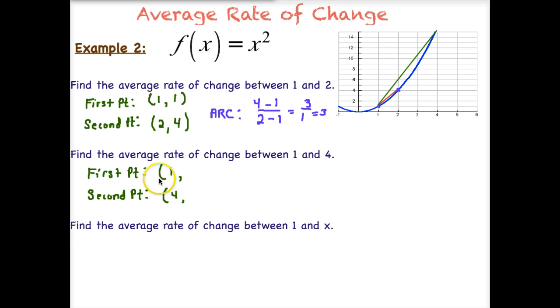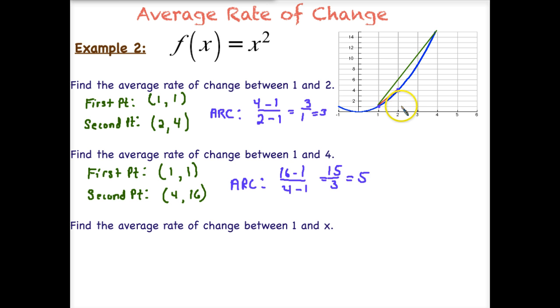For our first point, if we plug a 1 into our function, we still get 1. However, if we plug a 4 into our function, 4 squared is 16. So now if we're finding our average rate of change for this secant line, we're going to get y2 minus y1 over x2 minus x1. That gives us 15 over 3, or 5.